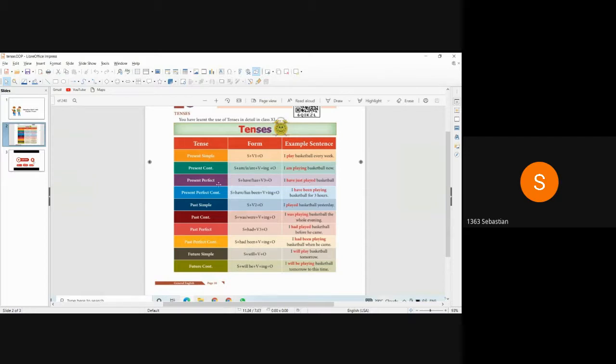Next tense is present perfect tense. Present perfect tense structure: subject plus have or has plus V3. V3 means the past participle form of the verb, plus object. Example: I have just played basketball.